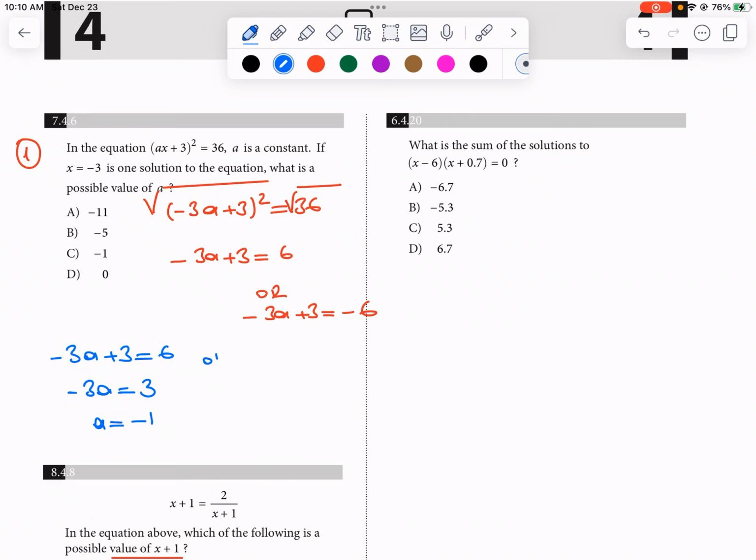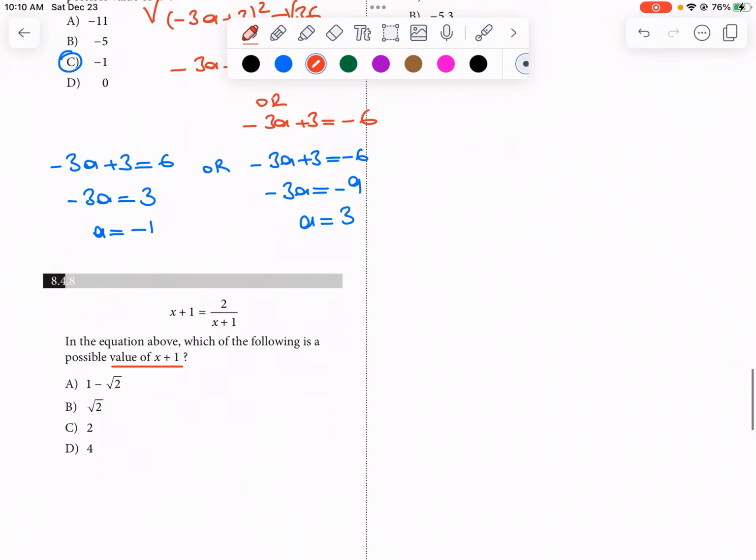And for the other solution, if -3a + 3 = -6, and 3 goes to the other side and becomes -3, -3a is equal to -6 minus 3, which is -9, and a is going to be equal to 3. So in this case, guys, there are two possible values of a here. One is -1, the other one is 3. Since we do not have 3 in the answer choices here, a is going to be equal to -1, which is C.